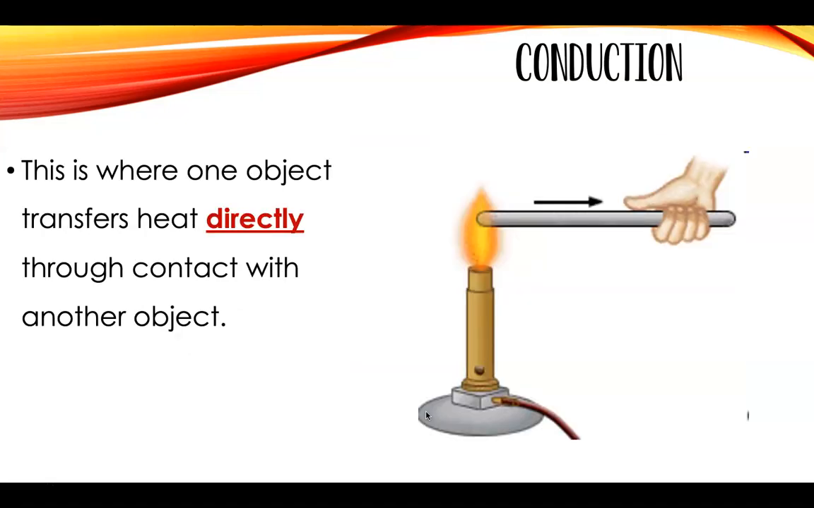The second type of heat transfer is conduction, and this one's pretty straightforward. It's all about direct contact with another object. So this burner is using radiation and also some direct contact to heat this bar. The person holding the bar eventually is going to burn their hand once the bar heats up enough because of that direct contact, the conduction.